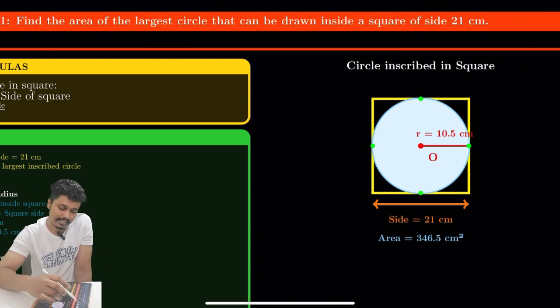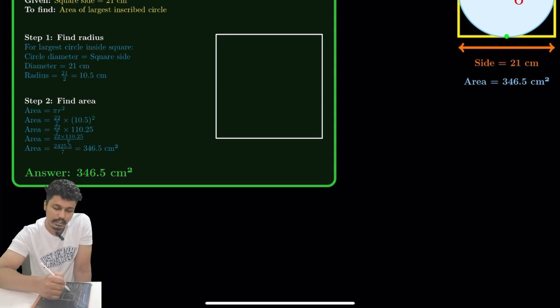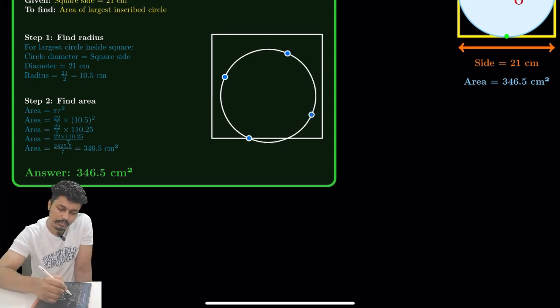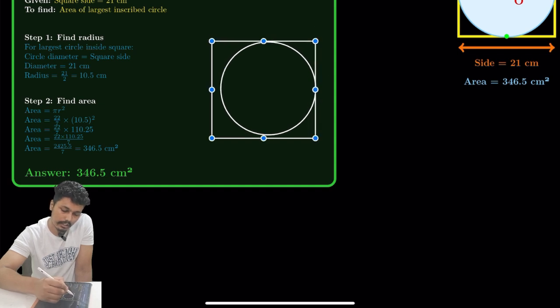What the question says is, there is a square. And in this square, we are going to draw a circle. Inside the square, you are going to draw a circle like this. How you can see this.